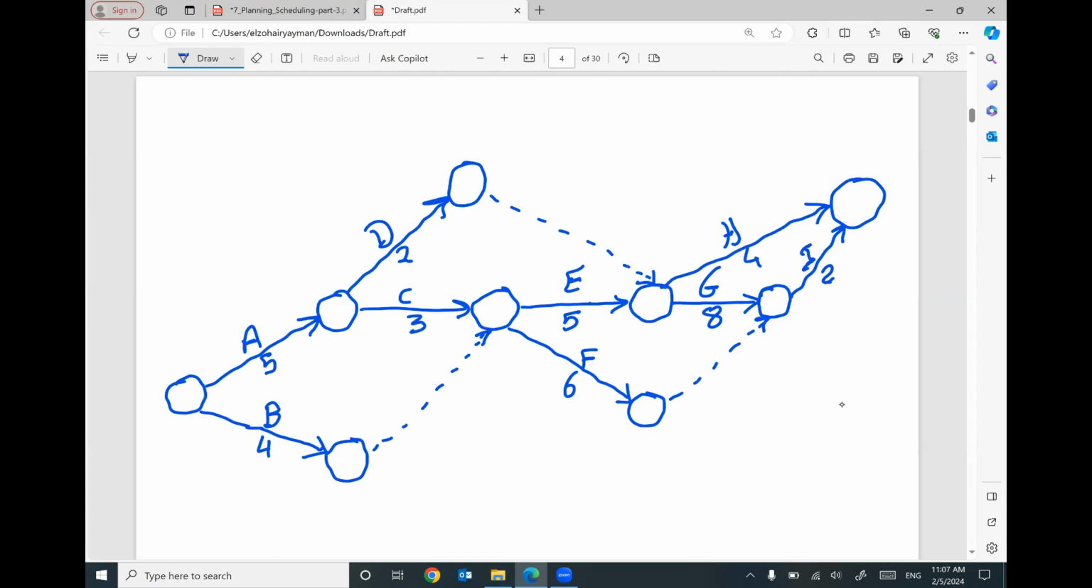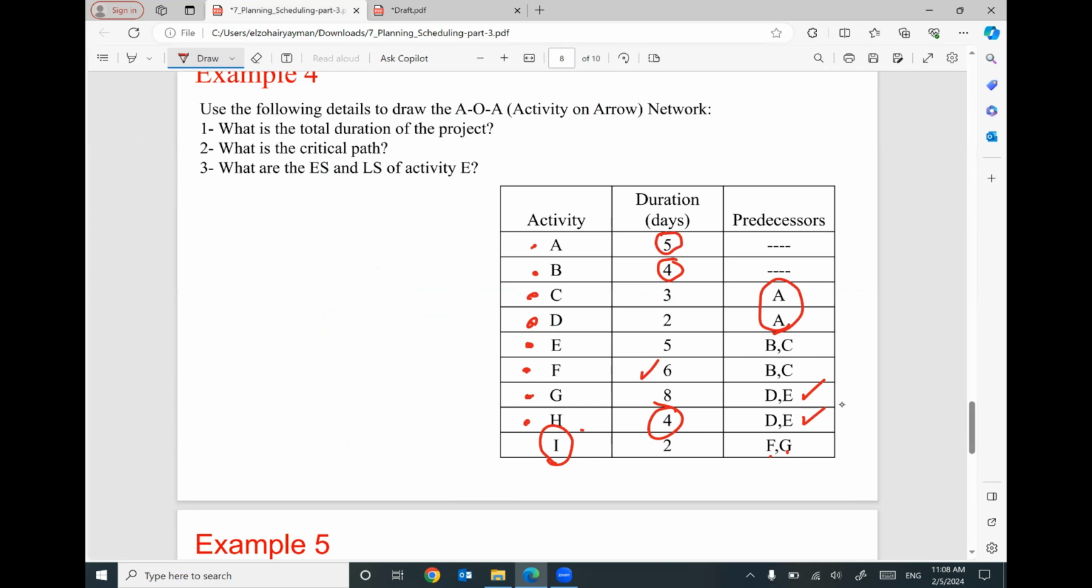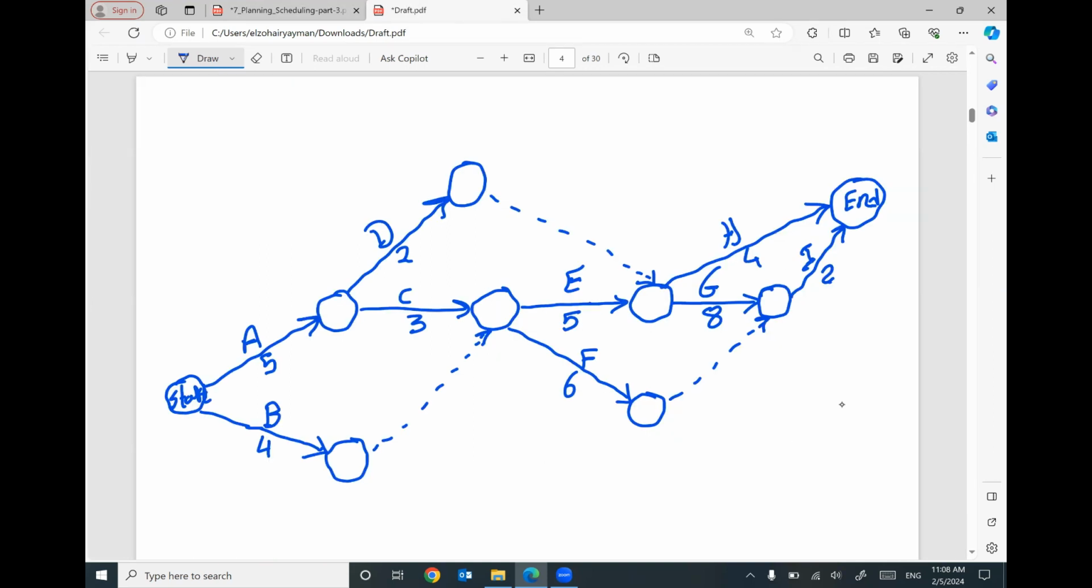Looks like the last activities will be activity H and I. And this is the end of the project. And this is the start of the project. That makes sense? So we can rearrange these nodes, but we will get the same concept. Activity I has a predecessor F and G. So we have G here, but how can I make F as a predecessor? So I draw this dummy activity.